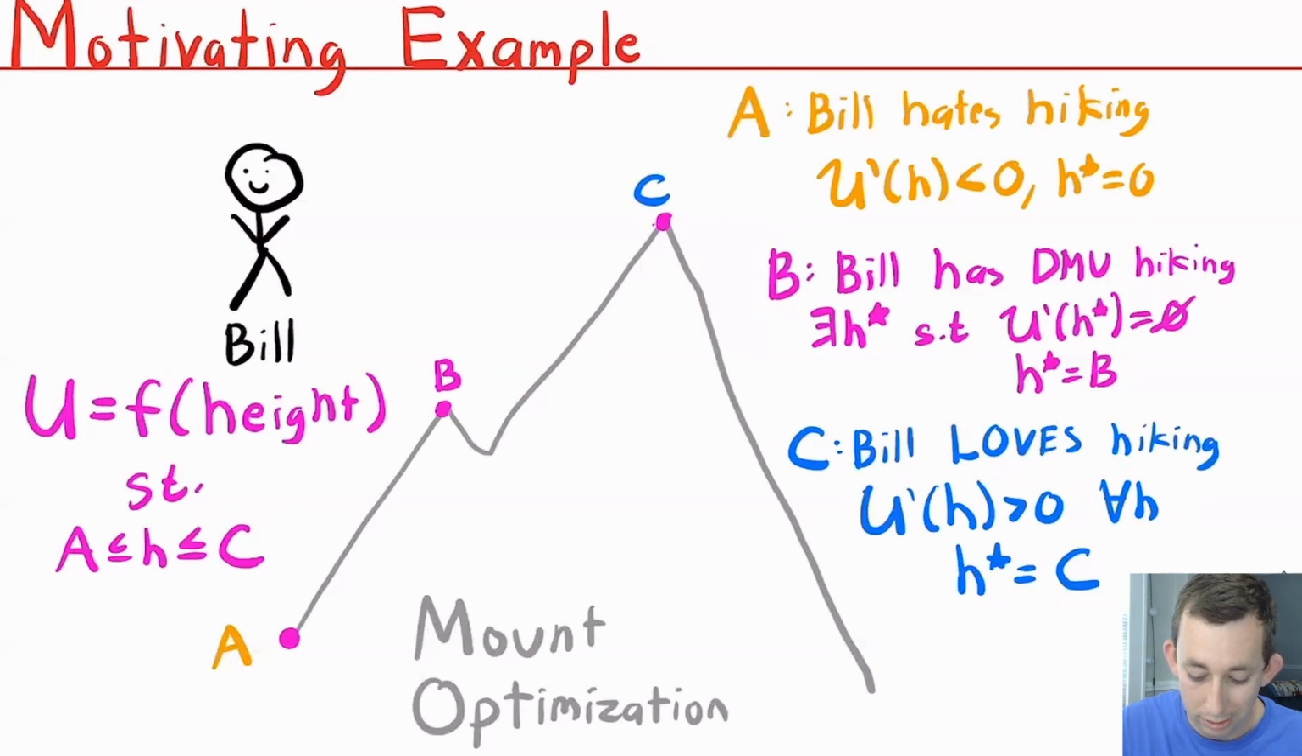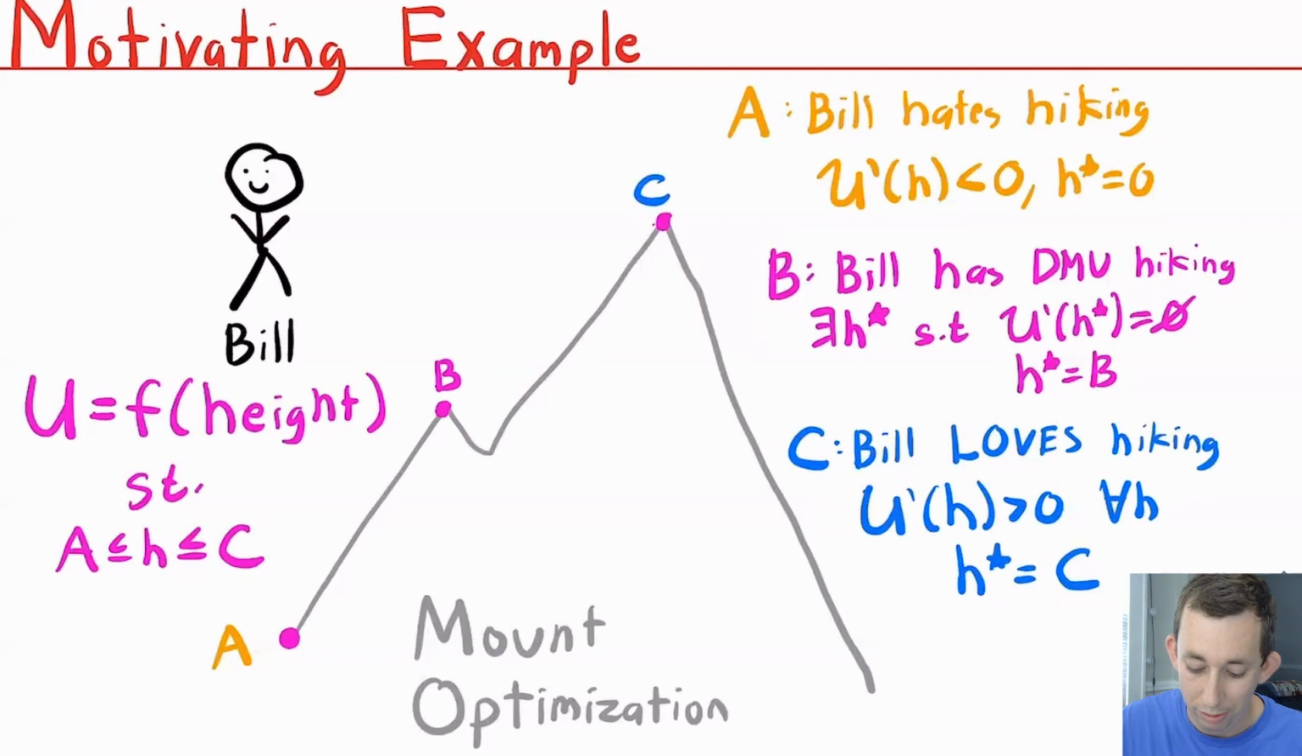If his marginal utility is diminishing, then there's a point at which his marginal utility hits 0, and that's his optimal height. And if his marginal utility is always positive, he's going to choose the highest point or the maximum available, where H star is equal to C. And that is exactly what the Kuhn-Tucker conditions would say.